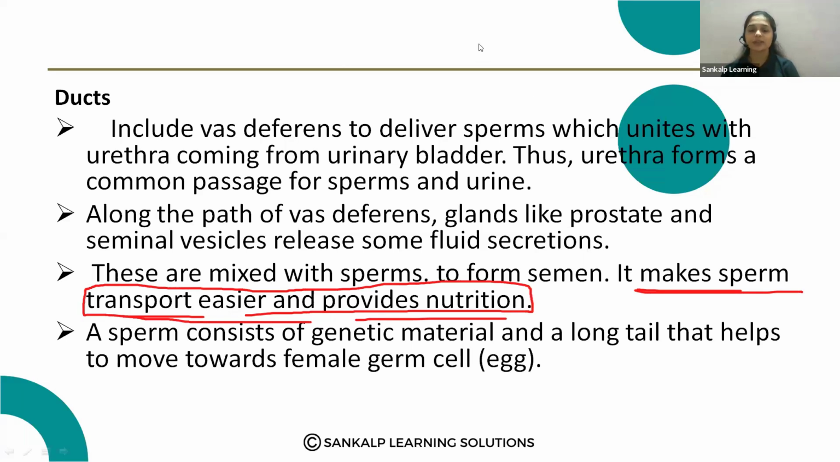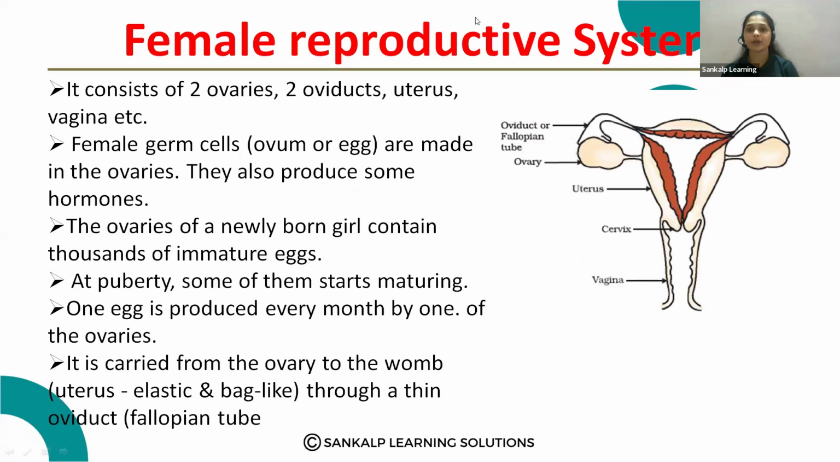Okay, so next topic is the female reproductive system. The female reproductive system consists of two ovaries. These are the two ovaries and two oviducts. These are the oviducts. It is also called the fallopian tube. Okay, remember the name. It is also called the oviduct or fallopian tube. And this is the uterus. This is the inner layer of the uterus. And this is the cervix and this is the vagina.